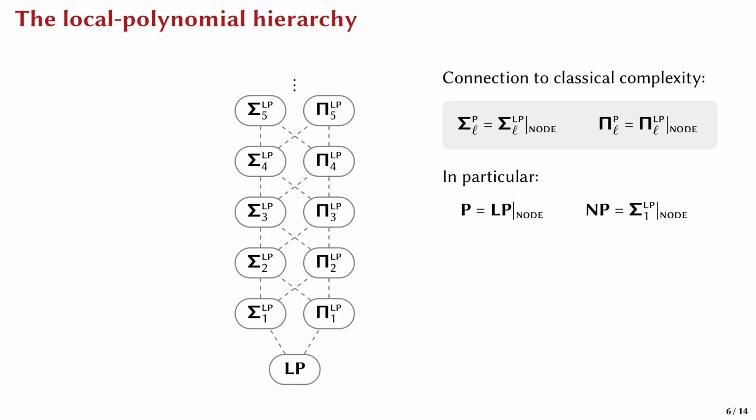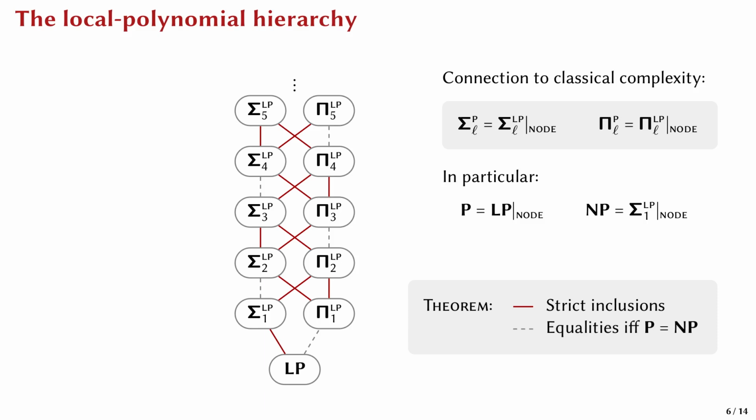However, in the case of arbitrary networks, the problem of separating these complexity classes becomes easier. It's still not trivial, but thanks to Fagin's theorem, one can exploit separation results for monadic second-order logic to show that all the inclusions shown in red here are in fact strict inclusions. So this means that the hierarchy is provably infinite. As for the remaining inclusions shown with dashed lines, the question of strictness remains very difficult because these are in fact equalities if and only if P equals NP.